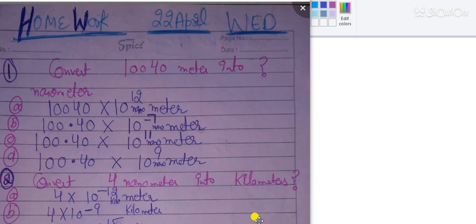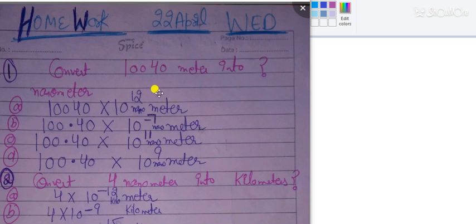In this session, we are going to discuss the homework of today. So today is 22nd April, and I have given 4 questions to you in your homework. So those 4 questions I am discussing here.